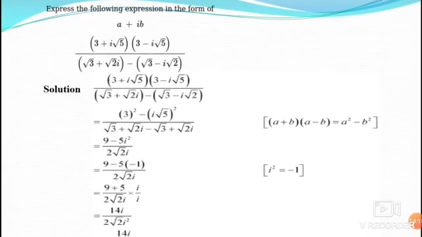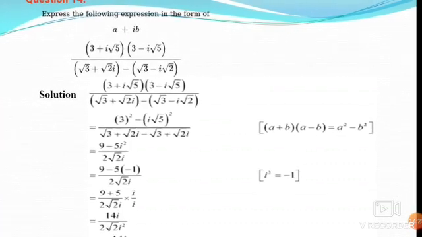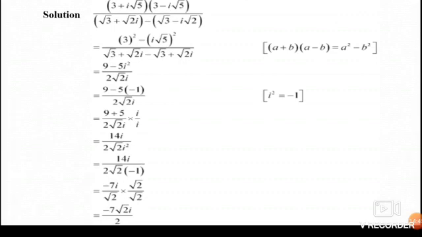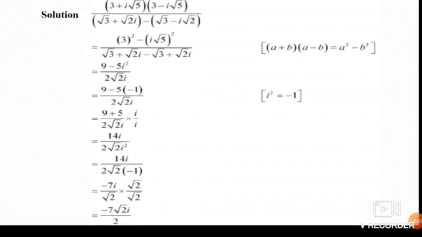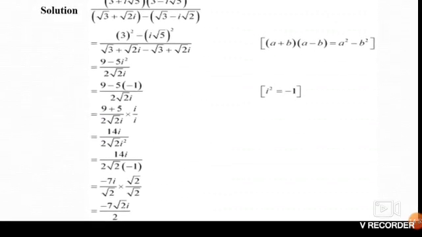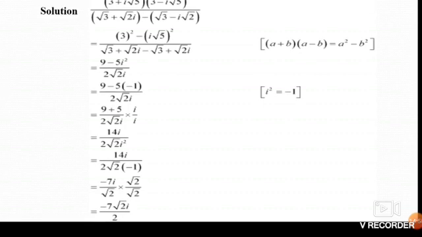Now, express the following in the form of a plus ib: 3 plus i root 5 into 3 minus i root 5 by root 3 plus root 2i minus root 3 minus i root 2. See, the numerator is multiplication and the denominator you have to subtract. So, the numerator is of the form a square minus b square. In the denominator, remove the bracket. So, you will get 3 square minus i root 5 the whole square by root 3 plus root 2i, remove the bracket, so minus root 3 plus i root 2i. On simplification, you will get 9 minus 5 i square by 2 root 2i.